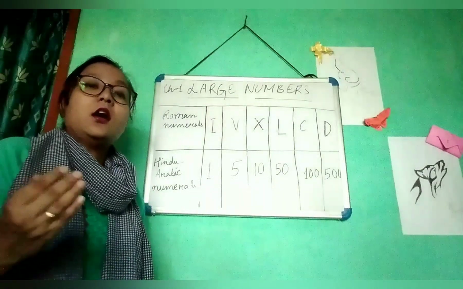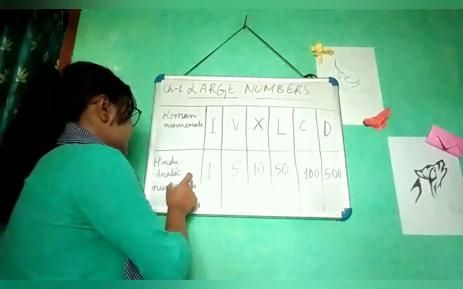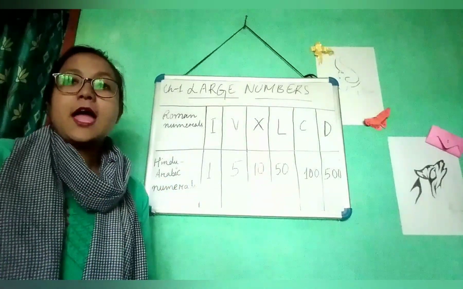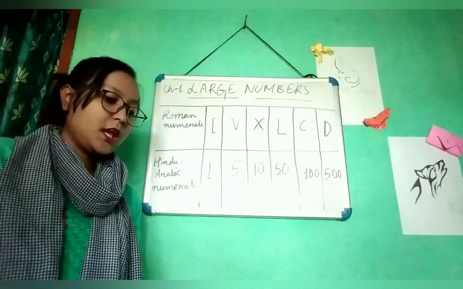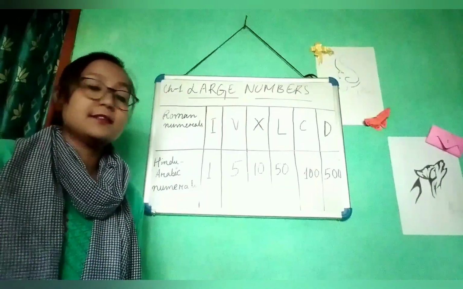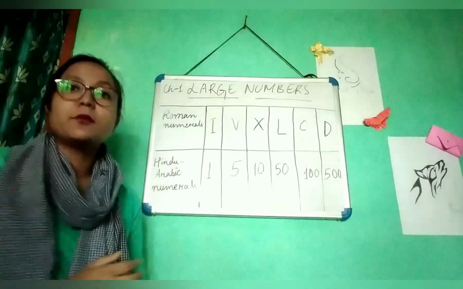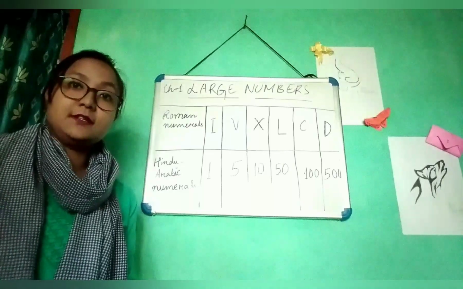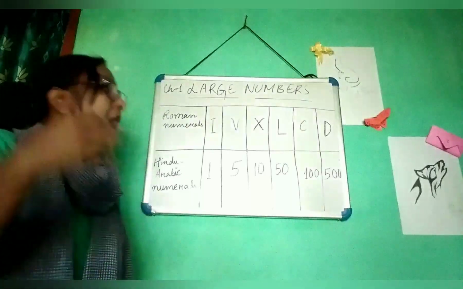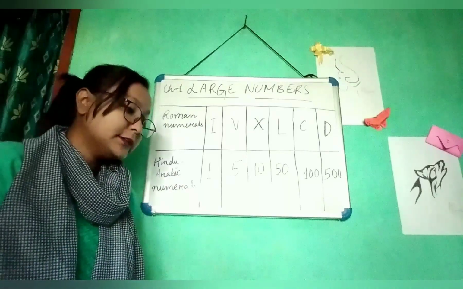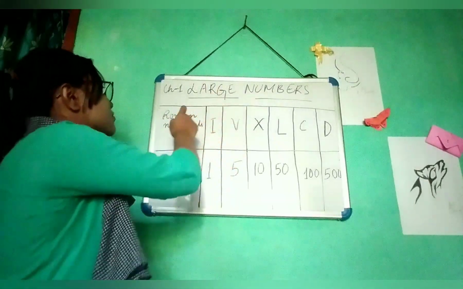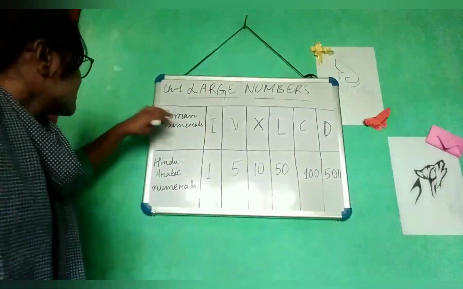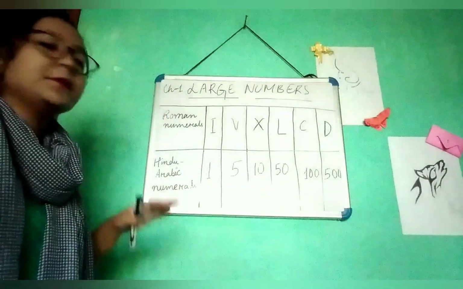This Hindu-Arabic numeral is the number system that most of us follow, and it was invented in India. So earlier, in ancient times, they used to use Roman numerals. So let's see some Roman numerals and Hindu-Arabic numerals.